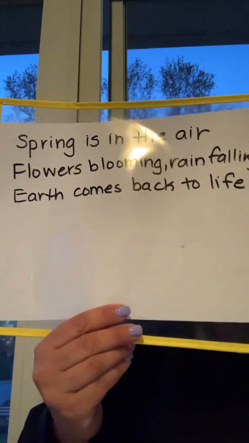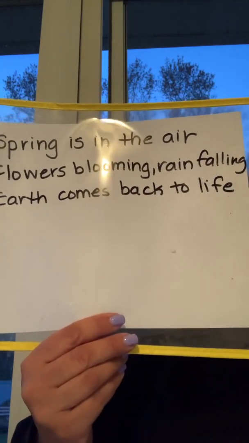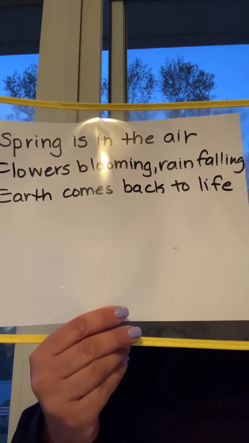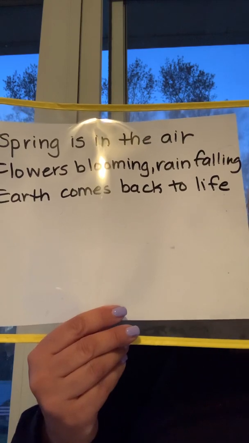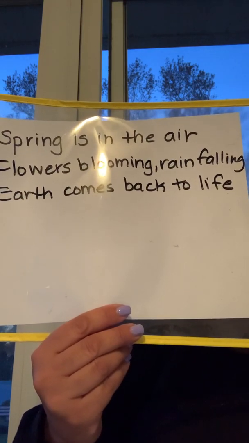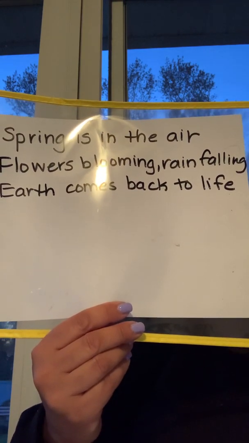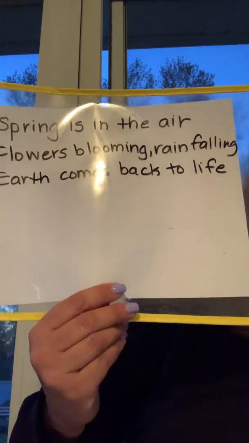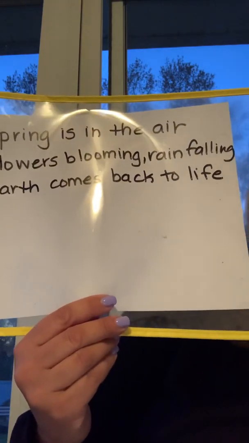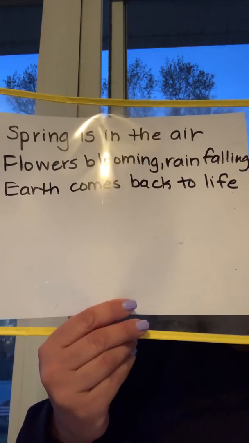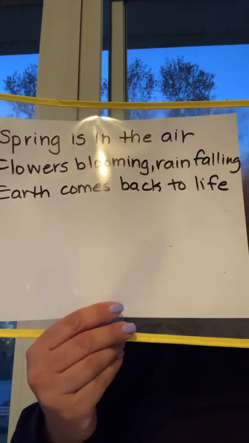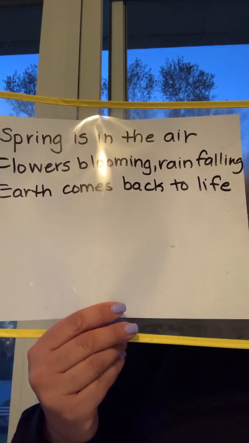In the second line, I wrote flowers blooming, rain falling. You might want to talk about the season. Maybe you want to talk about flowers growing, rain sprinkled. Flowers growing, windy times. You could fill in a different way here to describe the season. And your third line can kind of summarize what the season brings. I wrote earth comes back to life. The earth what in spring? So you could think about that.